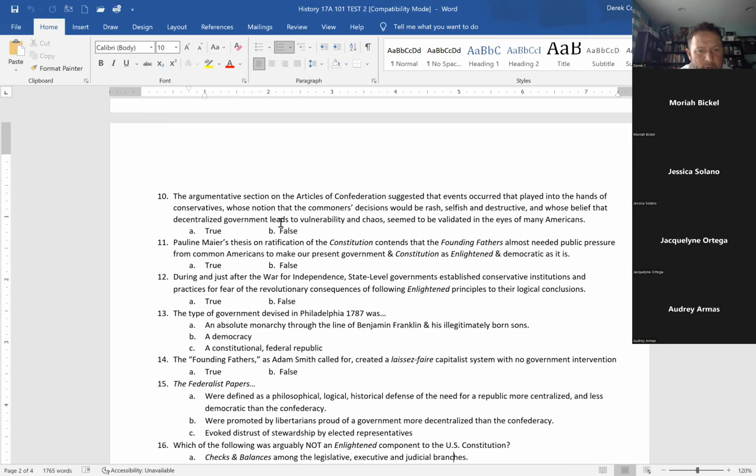Pauline Maier's thesis on ratification of the Constitution contends that the Founding Fathers almost needed public pressure from common Americans to make our present government and Constitution as enlightened and democratic as it is. Yes. And number 12, during and just after the War for Independence, state-level governments established conservative institutions and practices? No, remember? As I blabbed on about at the beginning, this was about as enlightened and revolutionary and liberal as they had been. So 12 is false.